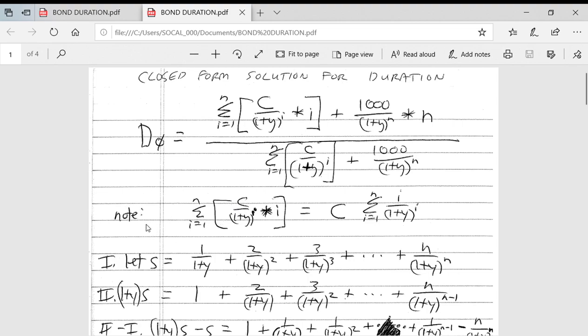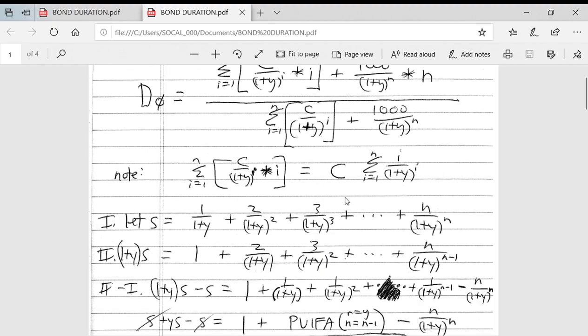Now I make an observation. Note the sum for i equals 1 to n of c over (1 plus y) to the i, times i, that's this. You can factor out the c, take it to the left of the summation. You have c times the sum for i equals 1 to n of i over (1 plus y) to the i.